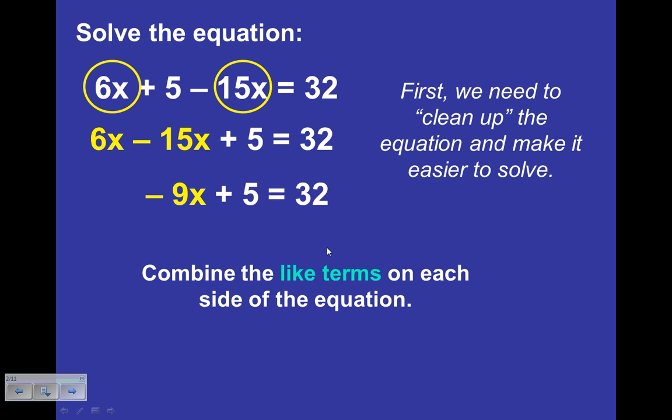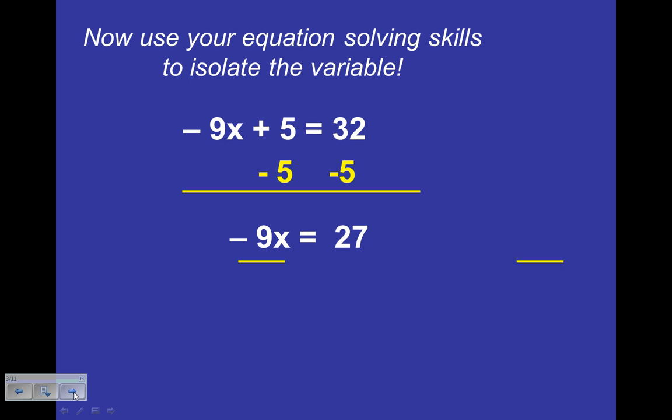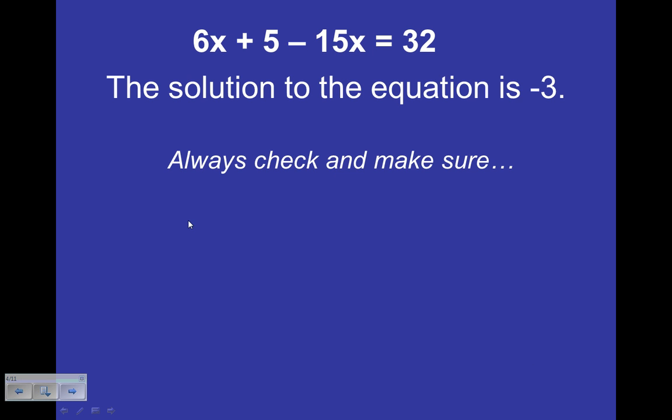Because now what's the next step? We should know that we need to move this 5 to the other side. So now use your equation solving skills to isolate the variable. You would subtract 5 from each side. You get negative 9x equals 27. Divide by negative 9. You divide by the exact number that's with that x. And x equals negative 3, because a positive divided by a negative is a negative. The solution is negative 3.